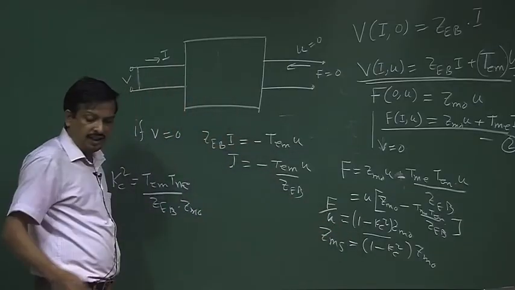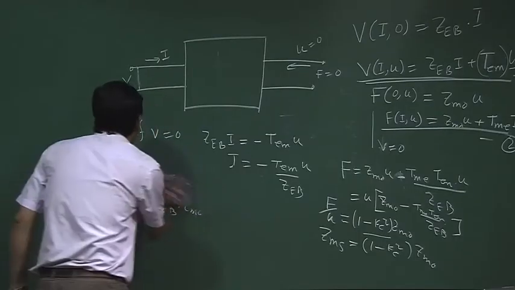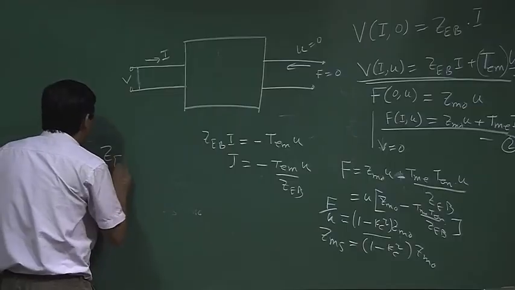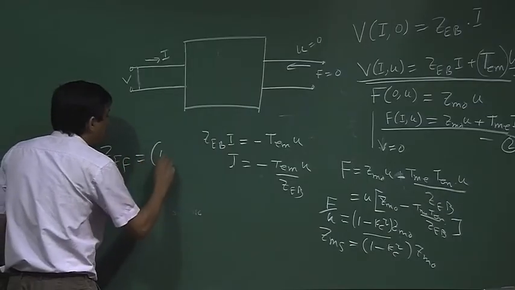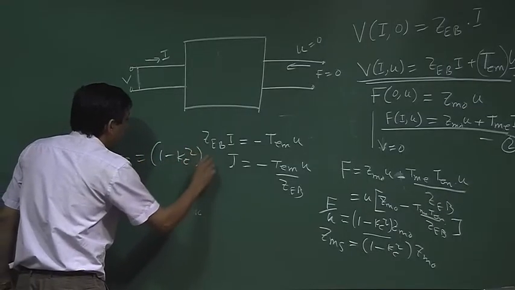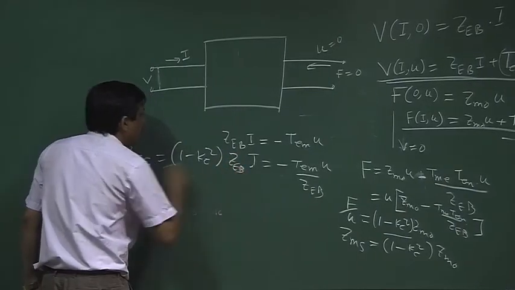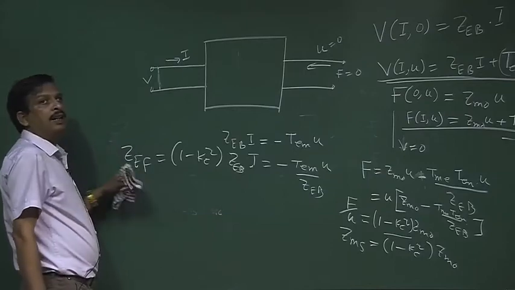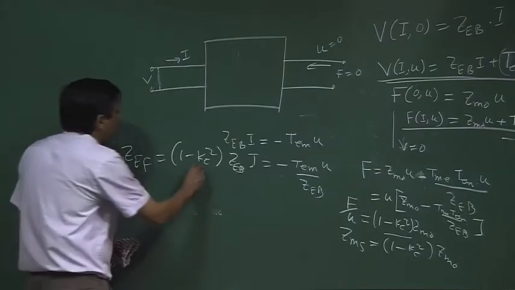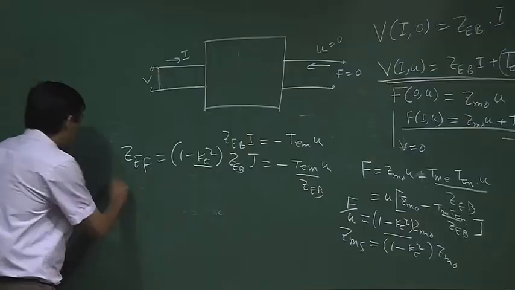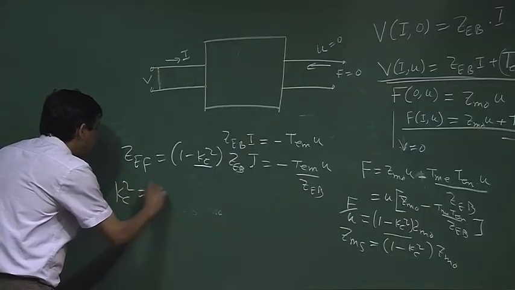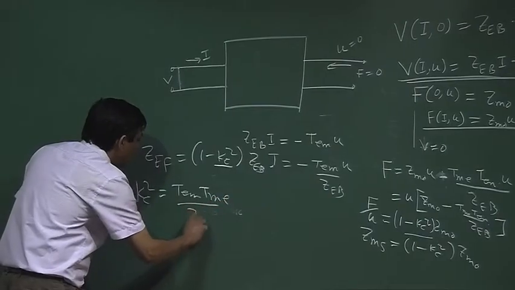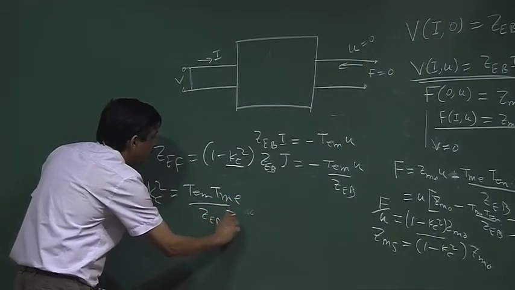Similarly, I can derive the relation between ZEB and ZEF. ZEF will be 1 minus Kc square into ZEB. Blocked electrical impedance and free electrical impedance, and Kc is called the coupling coefficient. So Kc square is nothing but TEM TME divided by ZEB into ZMO.